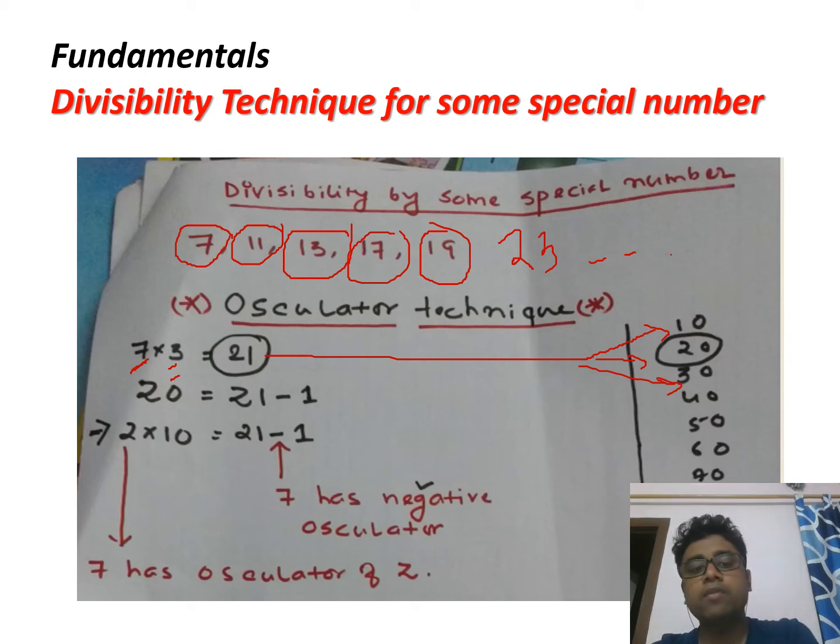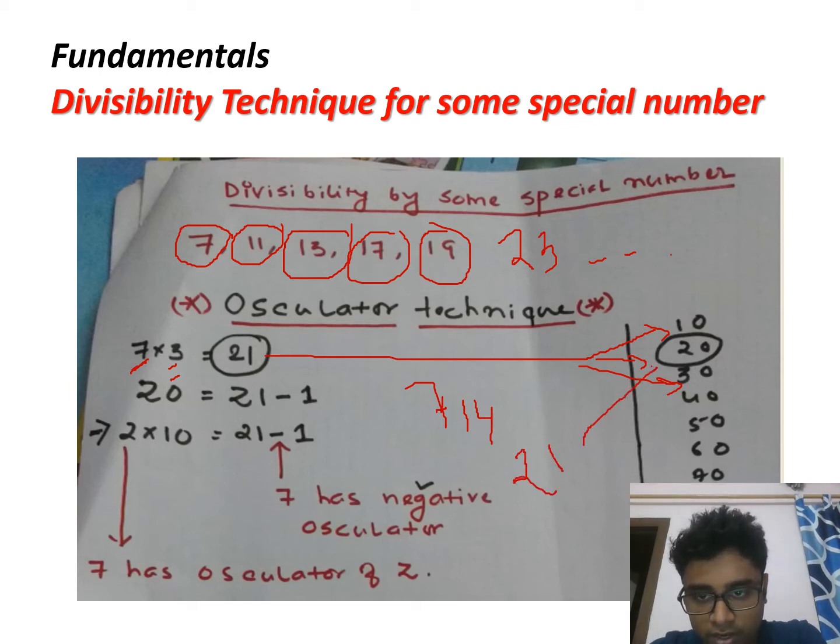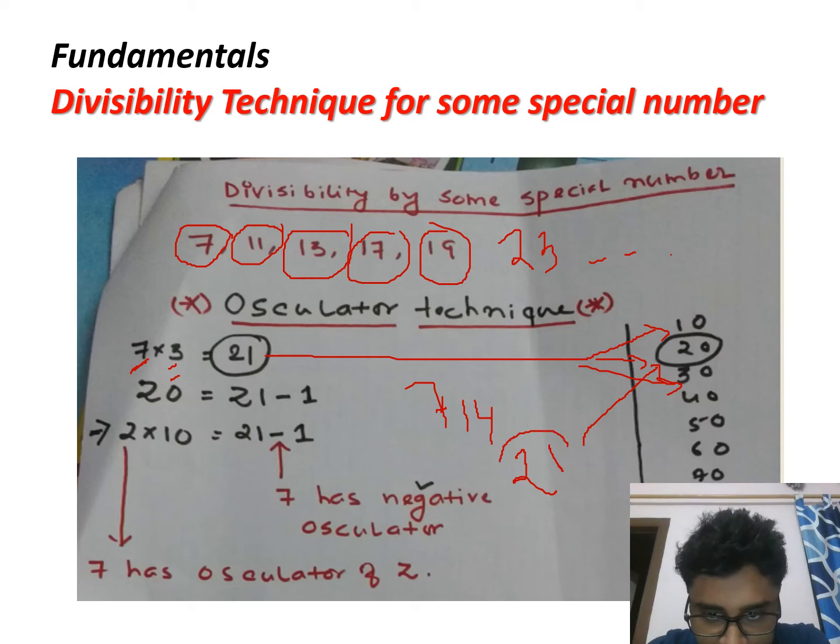If I multiply 7 with 1, we get 7 which is not near to this digit. Then if we multiply 7 with 2, we get 14 which is also not near. If we multiply it with 3, we get 21 which is near to 20. So for finding the osculator of 7, 21 is the important number.